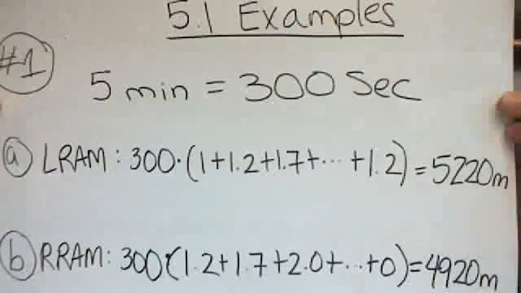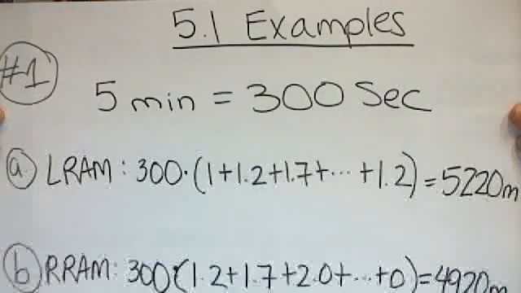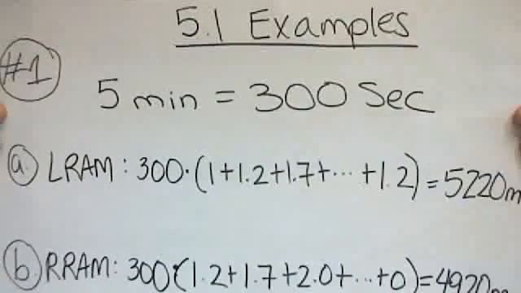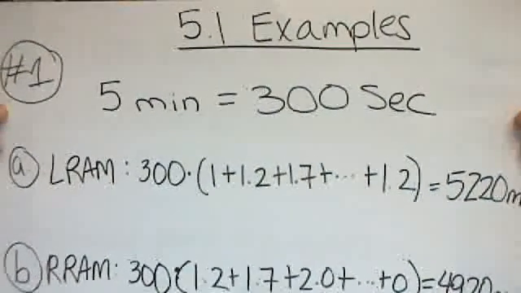Alright guys, this is chapter 5, section 1, and this deals with estimating finite sums using the rectangular approximation methods. Alright, so the first problem is distance traveled upstream. You are walking along the bank of a tidal river, watching the incoming tide carry a bottle upstream.